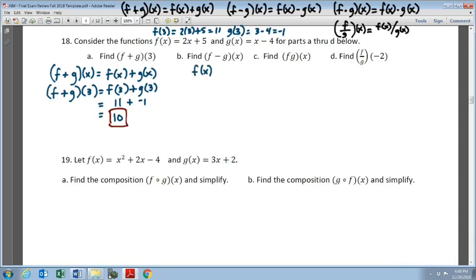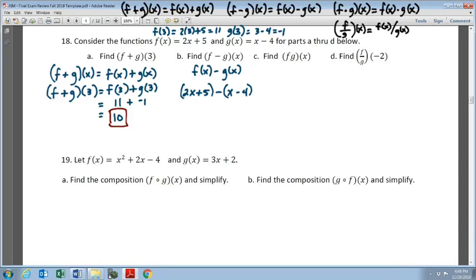So this is f of x minus g of x. Well, what is f of x? That's 2x plus 5. What's g of x? That would be x minus 4. Notice we're subtracting these. The only problem is if I don't put parentheses around my functions, I'm going to make a mistake, because in particular here I'm going to have to distribute the negative. So anytime you're doing subtraction or multiplication as well, you're going to need parentheses around your functions.